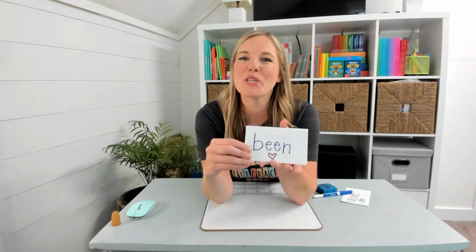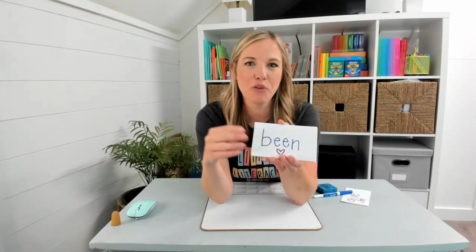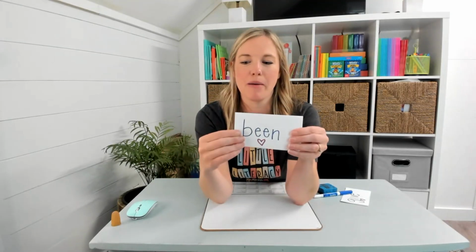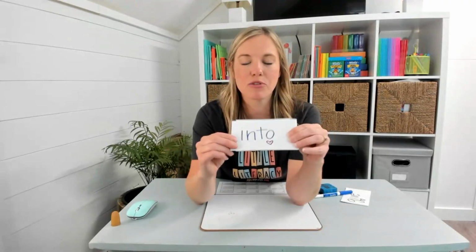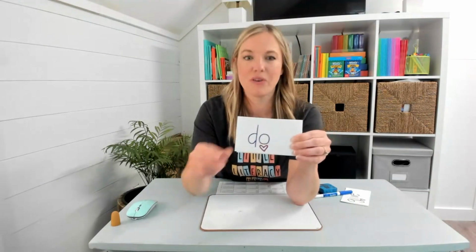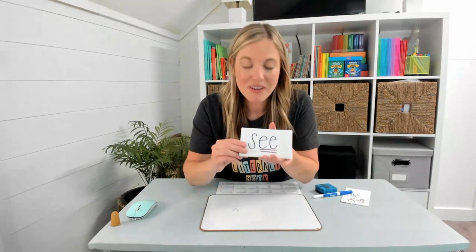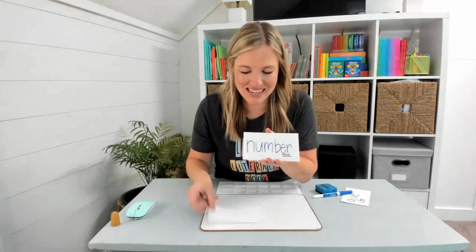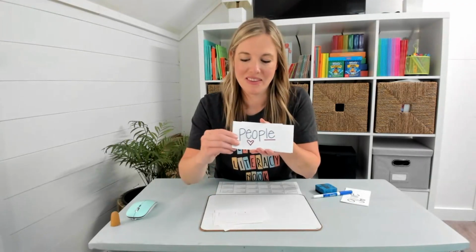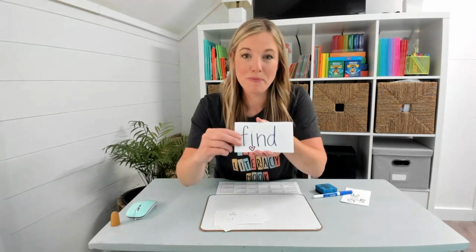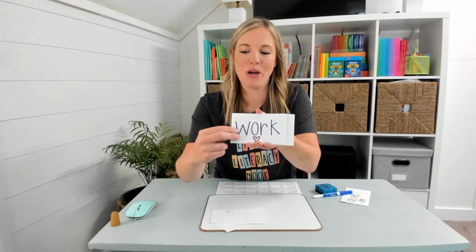All right, as always, we're going to review our high frequency words that we've learned in the past and just go through them real quick to make sure we're still remembering them. Read them with me. Our first word, bend. Good, read them to me. Into. Do. See. Number. People. Find. Do you remember this one?